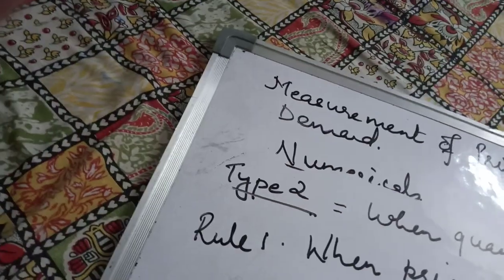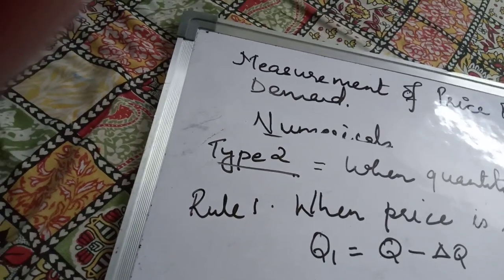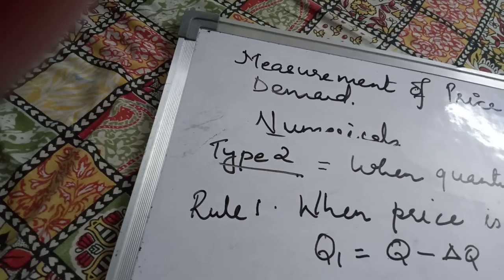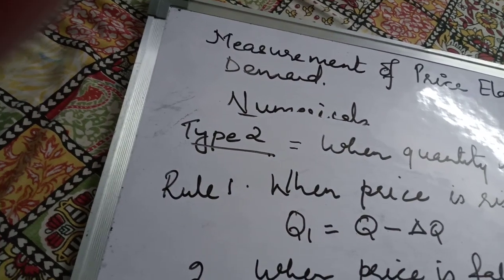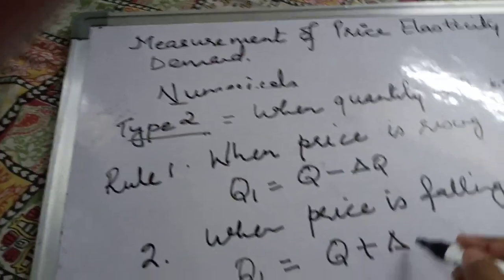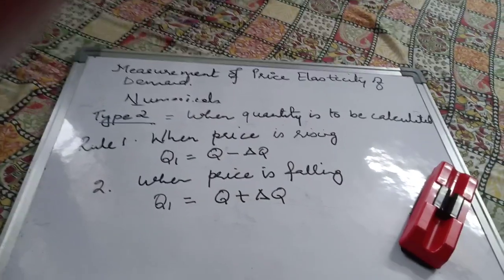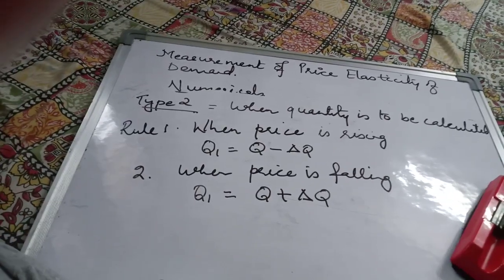But if you see that the price is falling, then obviously the quantity demanded should rise. So then what will be the formula for new quantity? Q1 is equal to Q plus delta Q. So if price is rising, Q1 is equal to Q minus delta Q, and if price is falling, Q1 is equal to Q plus delta Q.